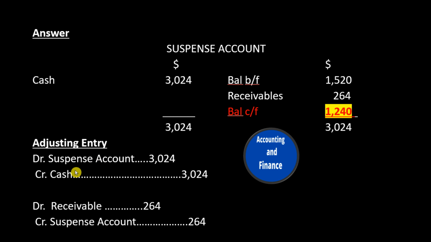Adjusting entry. Debit suspense account, $3,024. Credit cash, $3,024. Debit receivables, $264. Credit suspense account, $264.